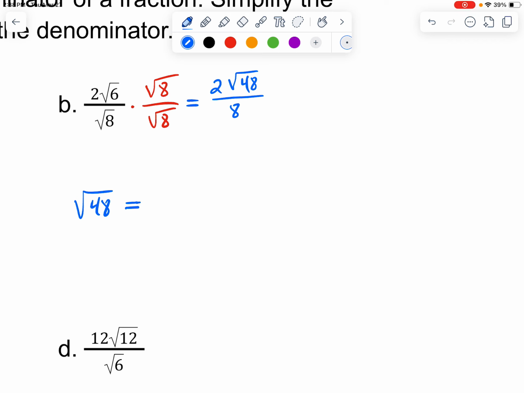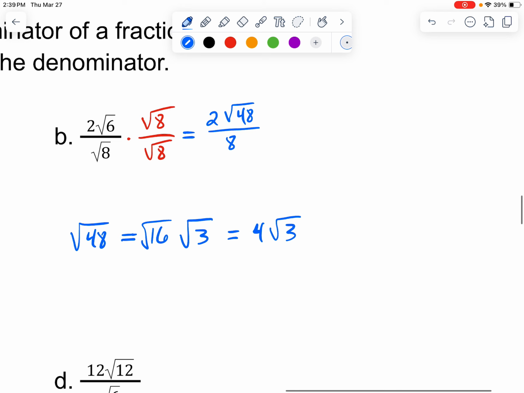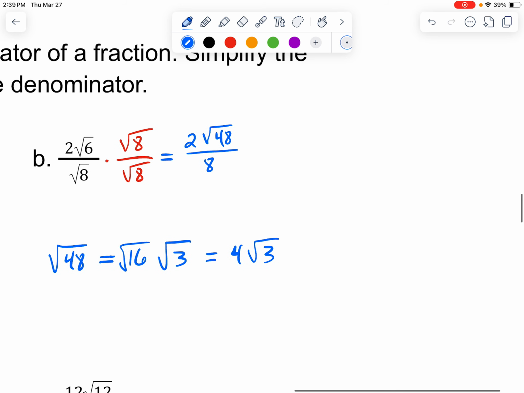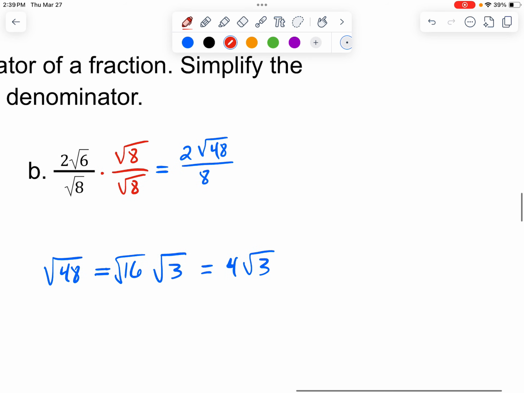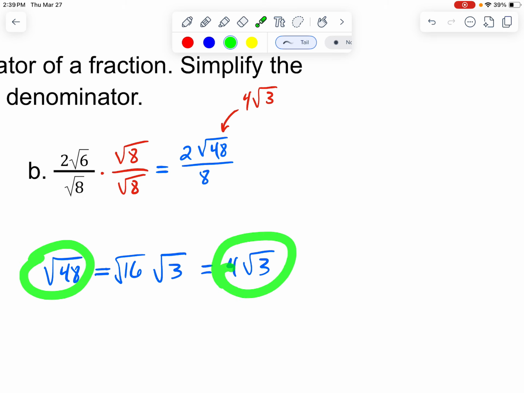48 is the same as 16 times 3. So I've got square root of 16 times the square root of 3. The square root of 16 is 4. So the simplest version of this is 4 times the square root of 3. So what I'm going to do is replace this with 4 times the square root of 3. Because we've shown that that's what that is, right? The square root of 48 is equal to 4 times the square root of 3.